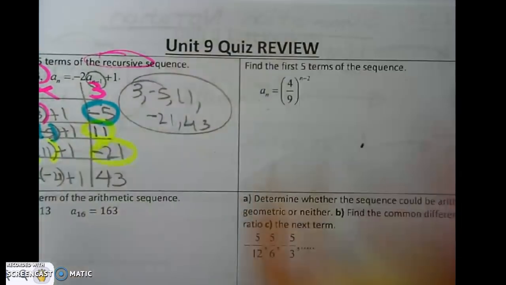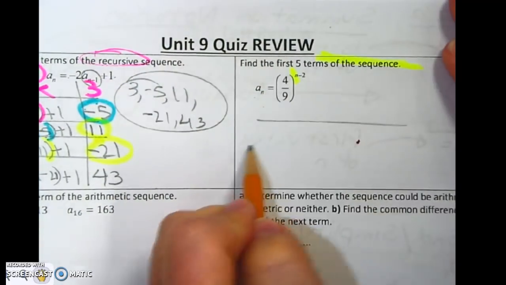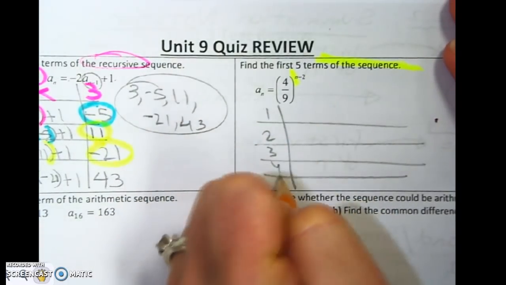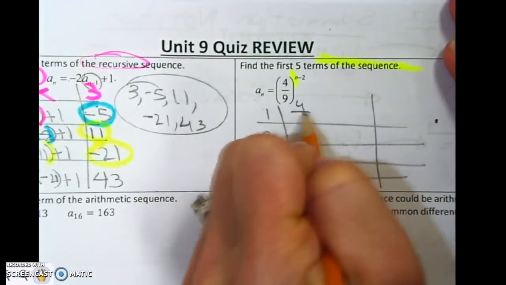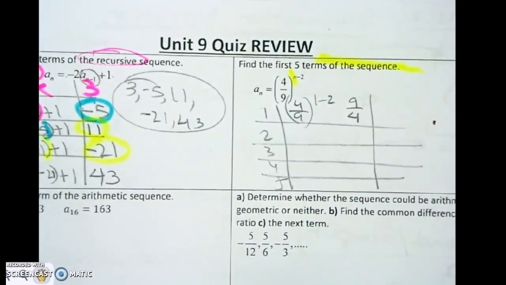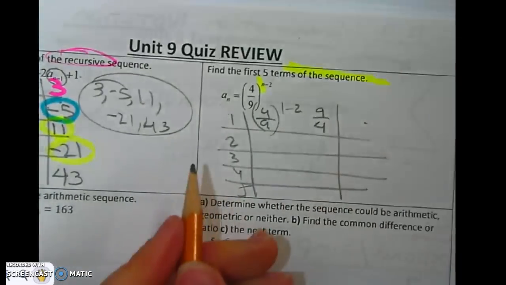All right, write the first 5 terms of the sequence. It's an explicit sequence, so you just plug in the n. So same game. 1, 2, 3, 4, 5. So I'm going to go 4/9 times 1 minus 2 is 9/4. Now I'm going to tell you right now, I need you to show me some work that isn't just like, hey, I know how to plug it into my calculator, because that's pretty lame.